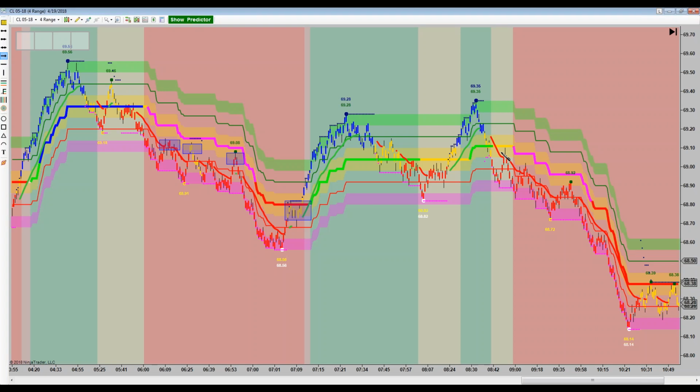This is your big short right here. You come up, you break down. You come up, you kiss, you kiss, you kiss. Three opportunities to get short, and then bablamo, down they go.